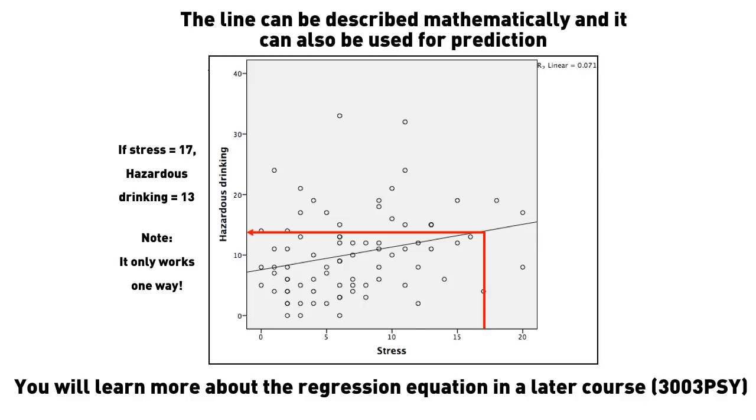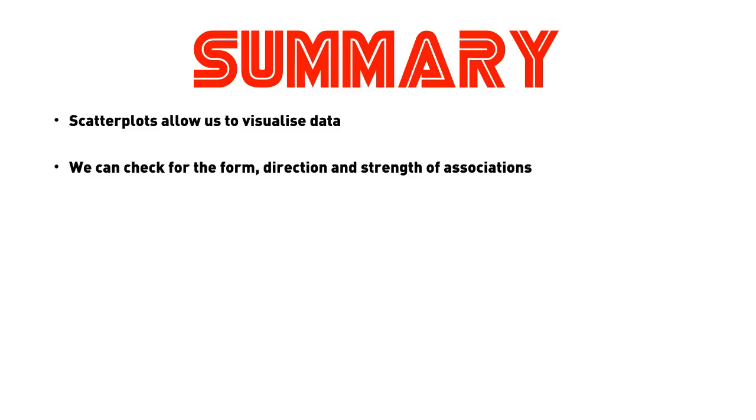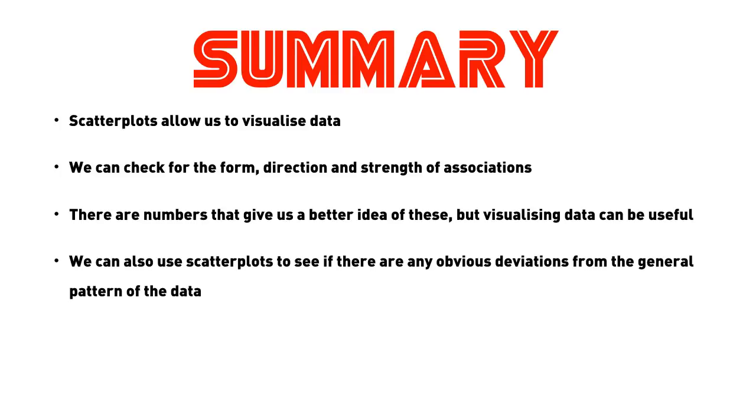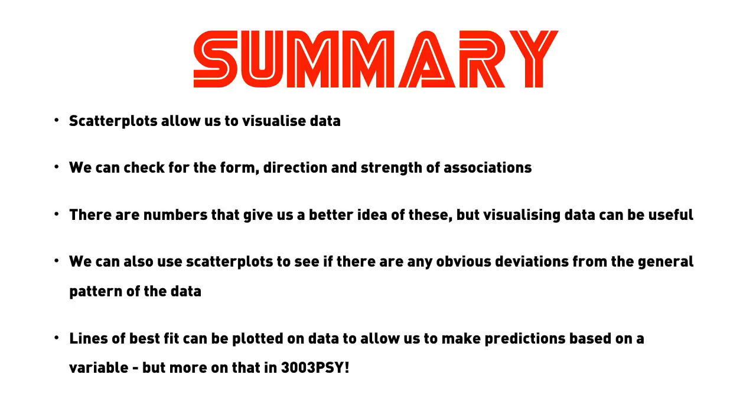So the main points of the mini lecture are that scatterplots allow us to visualize data. We can check for the form, direction, and strength of associations. There are numbers that give us a better idea of these, but visualizing the data can be useful. We can also use scatterplots to see if there are any obvious deviations from the general pattern of the data. And lines of best fit can be plotted on data to allow us to make predictions based on a variable, but more on that in 3003 Sci.